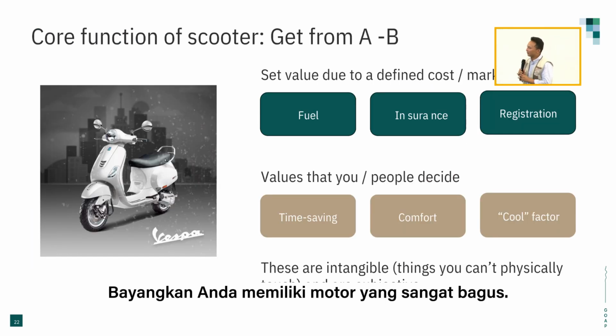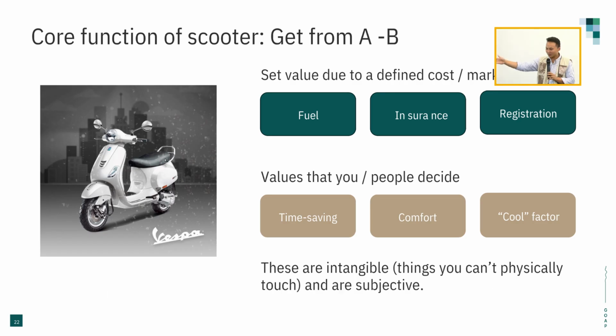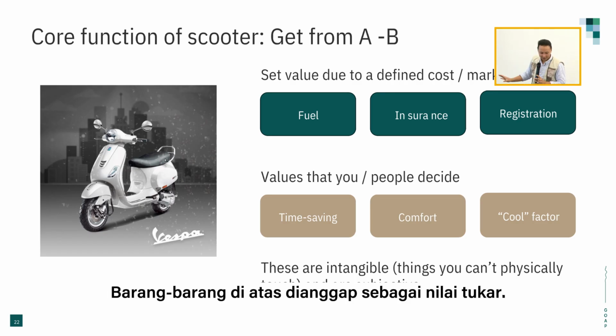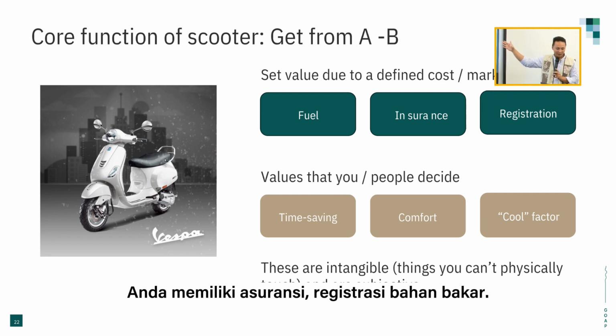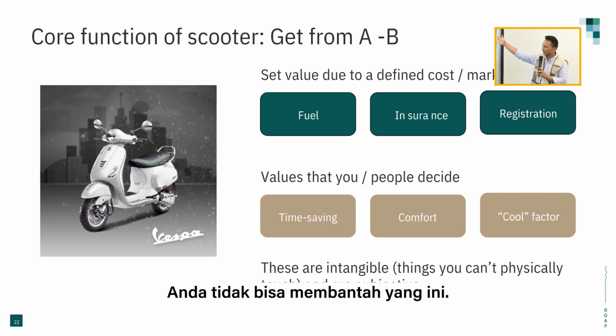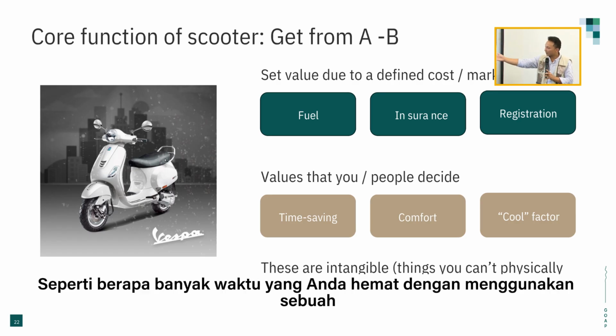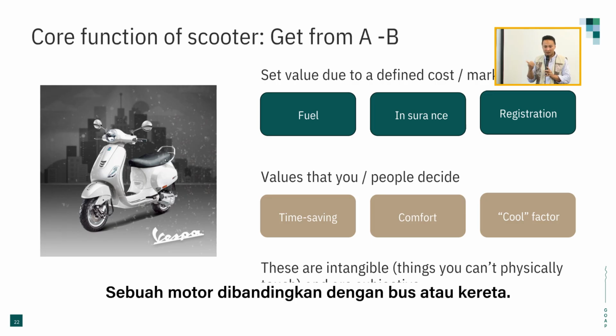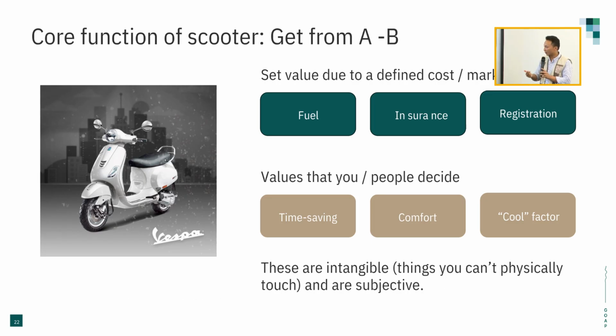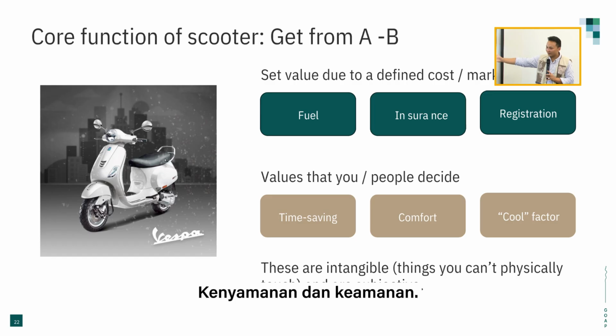So imagine you have a very nice motor. Okay? The things at the top are considered exchange values. So you have fuel, insurance, registration. You cannot debate these ones. This is what you pay. But the ones down here, like how much time you save in using a motor instead of a bus or a train, the comfort, safety, absolutely.